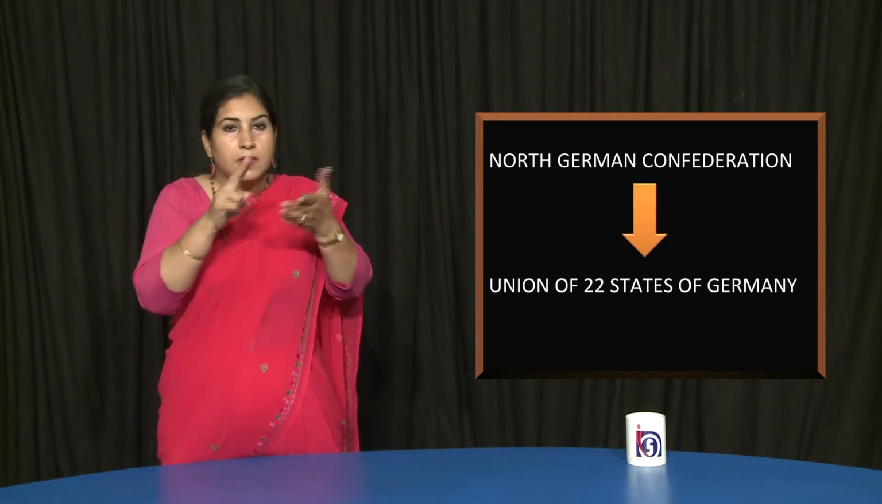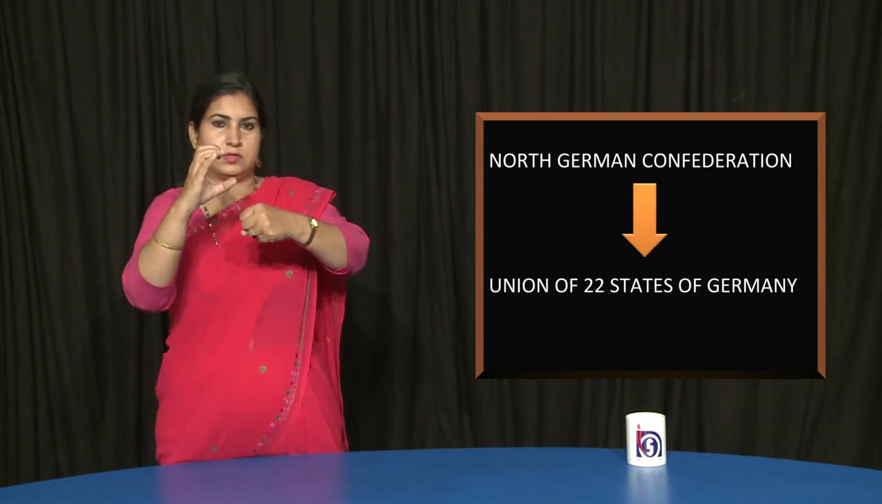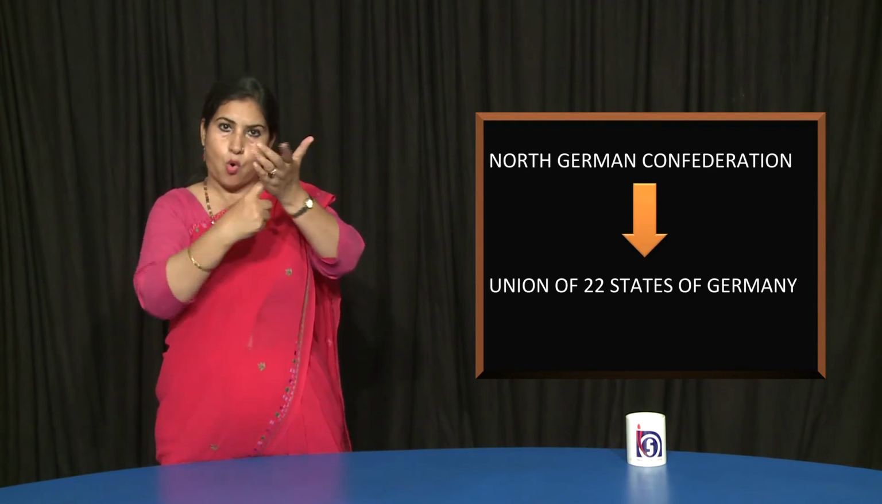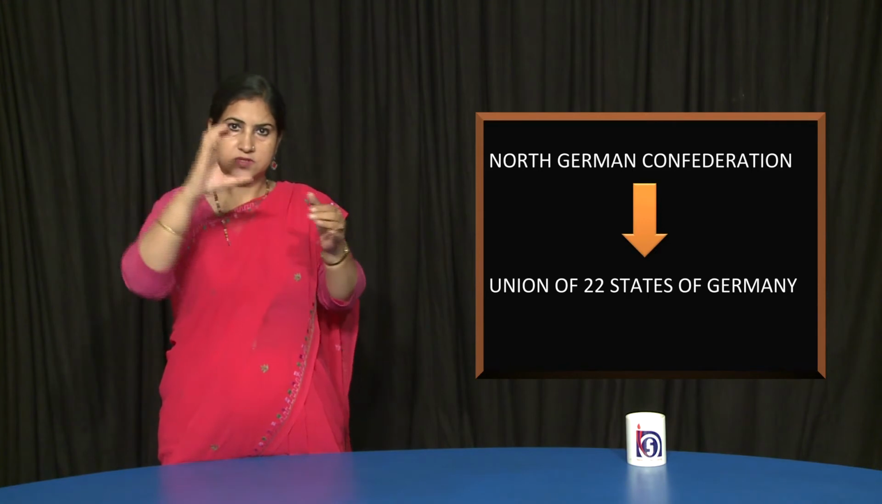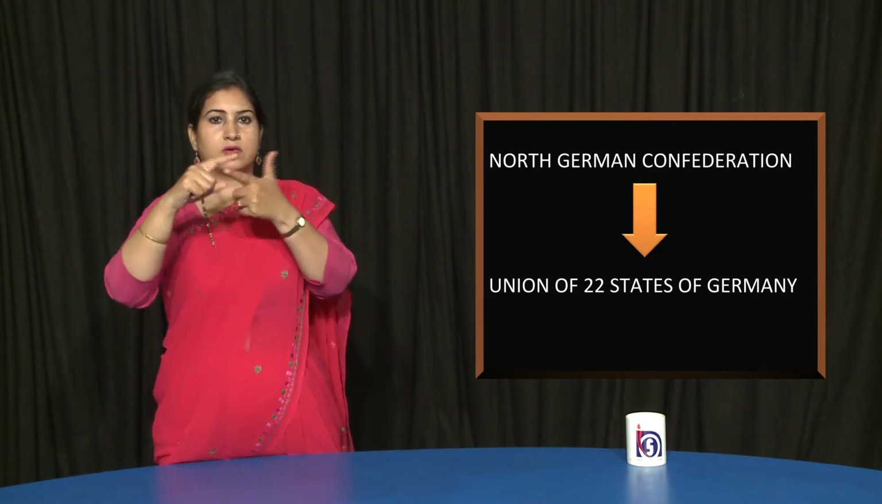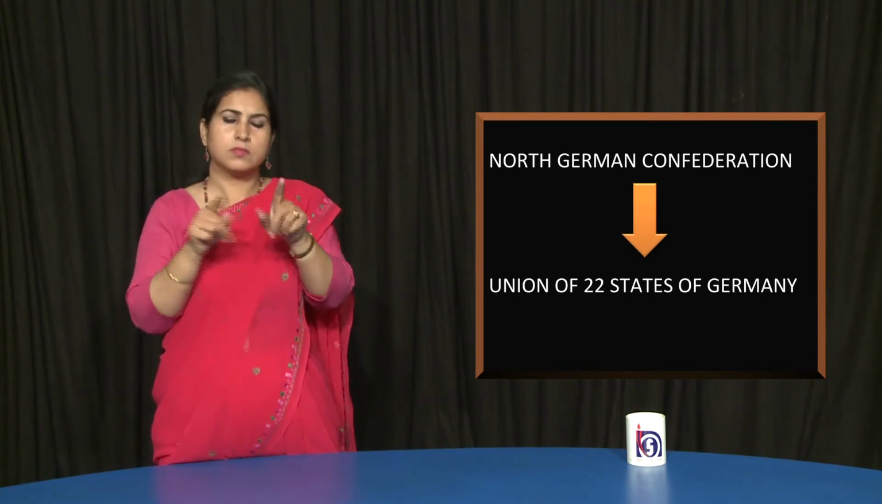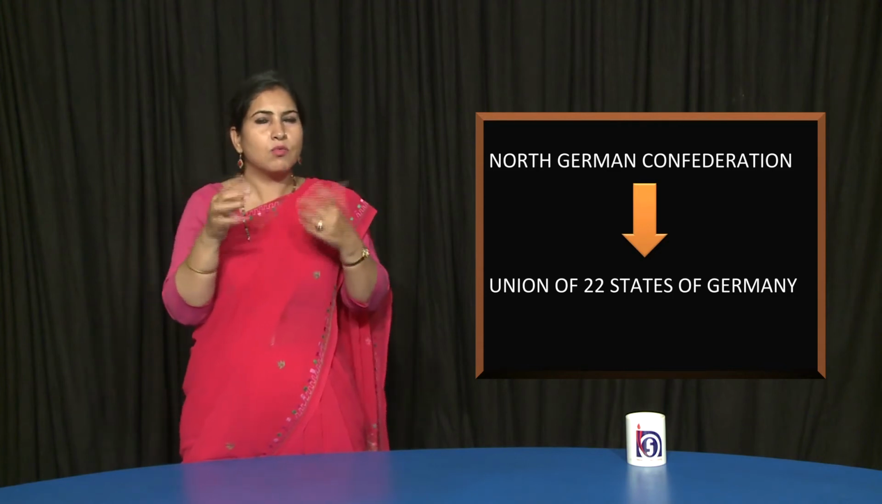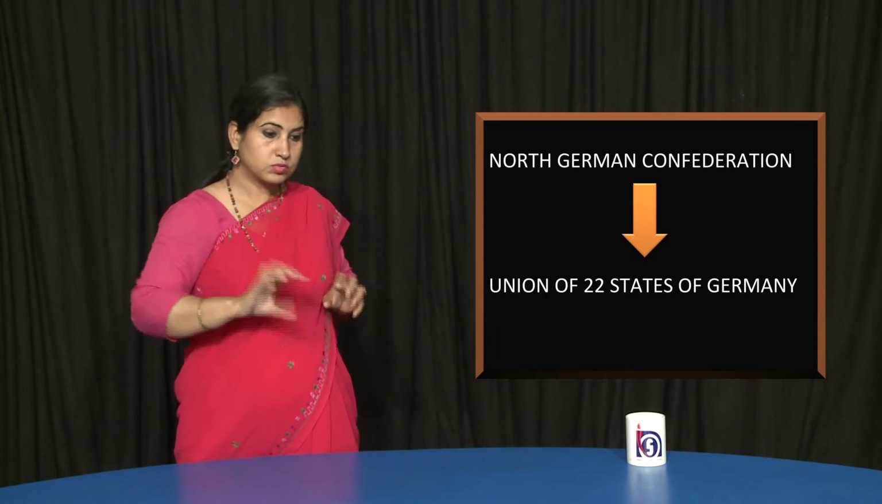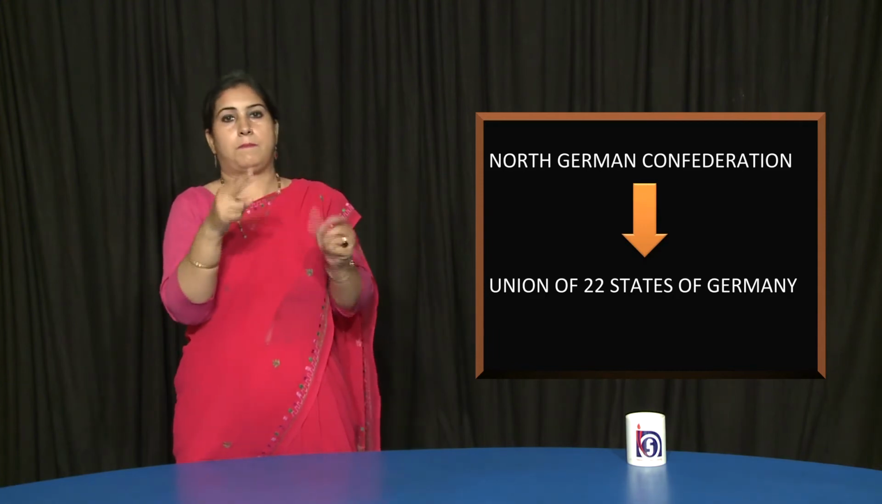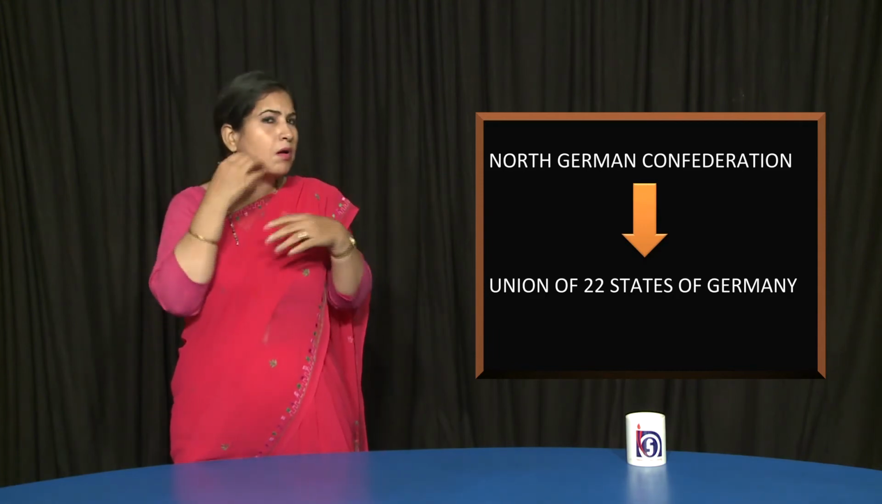NGC is the North German Confederation. This was formed. NGC was the union of 22 German states, which was formed in the year 1866.